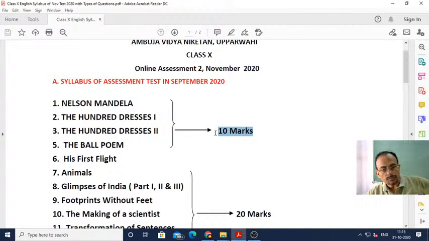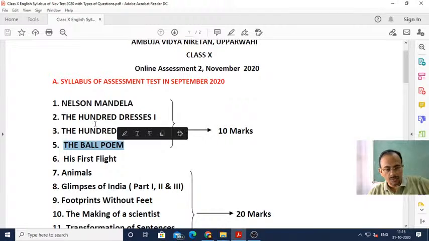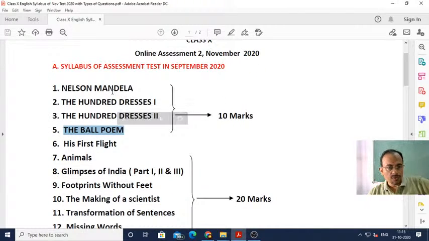Okay, so and then you see the ball poem. Okay, so four chapters, first, second, third, fourth, these four chapters you've got to prepare. These four chapters are taken from the first test, okay, because 10 marks will come from these chapters.